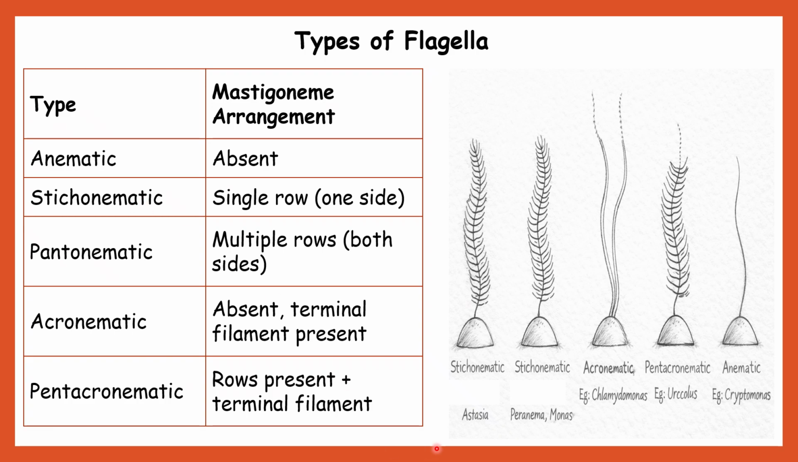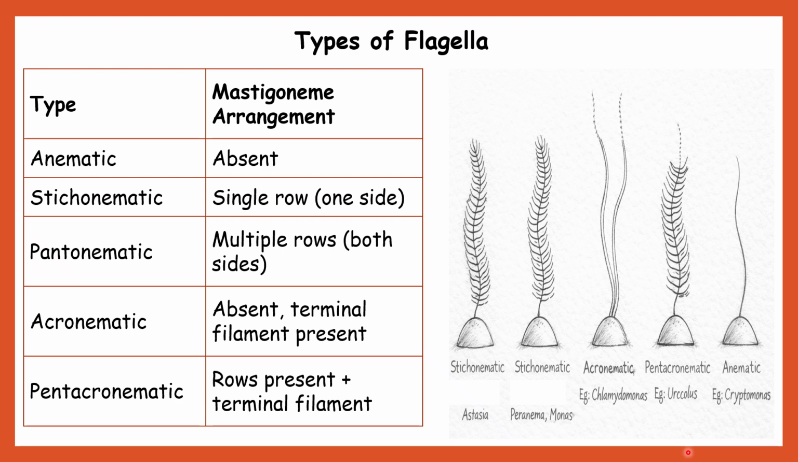Coming to the third type, pentonematic. In this pentonematic type, there are multiple rows, that means the mastigonemes are present on both sides. We can clearly see that in this diagram, and the example for this is Euglena. Moving to the next, acronematic.